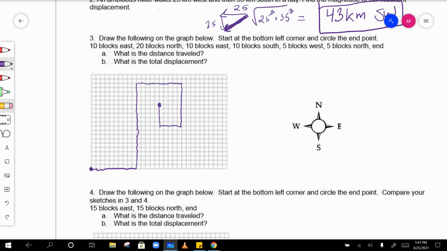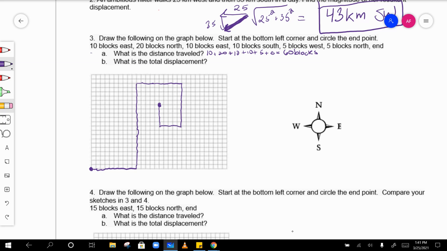Okay, we want to know the resultant displacement as well as the distance traveled. Distance traveled is easy. You just add all these up. So 10 plus 20 plus 10 plus 10 plus 5 plus 5. So 10, 30, 40, 50, 60. So 60 blocks total traveled distance.